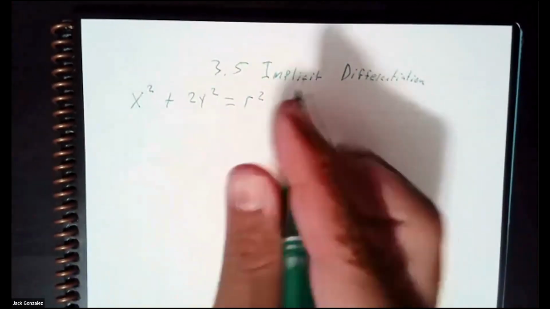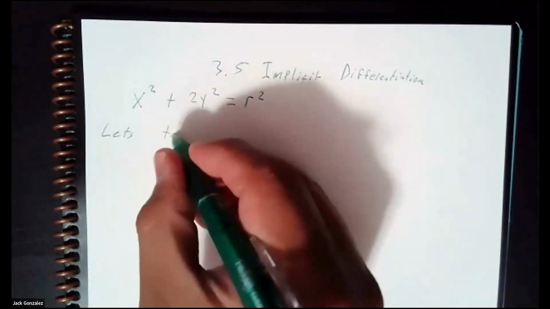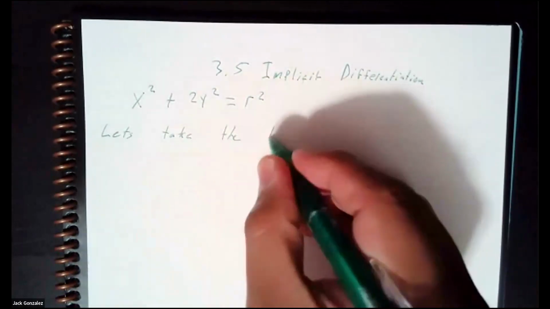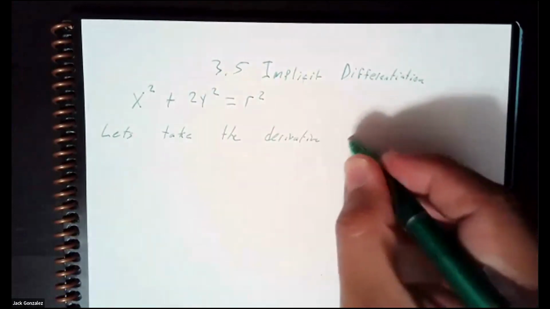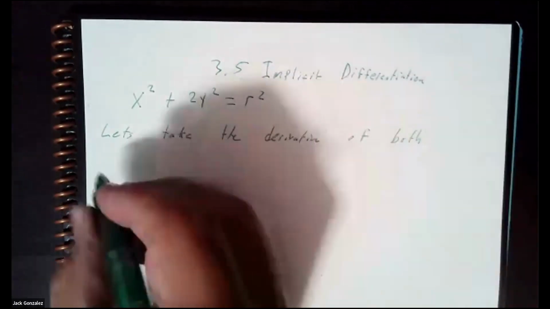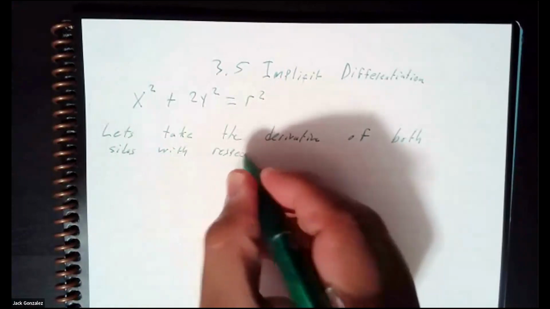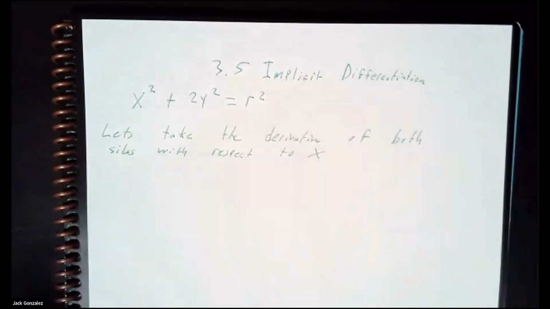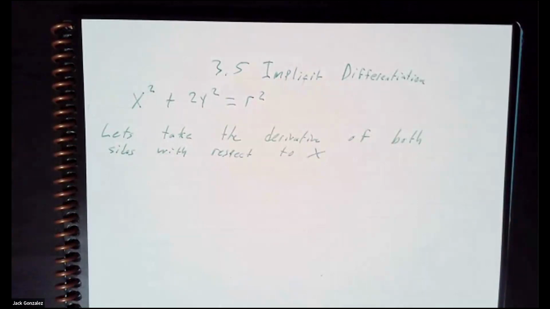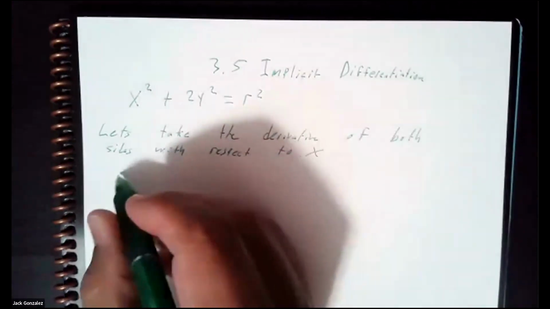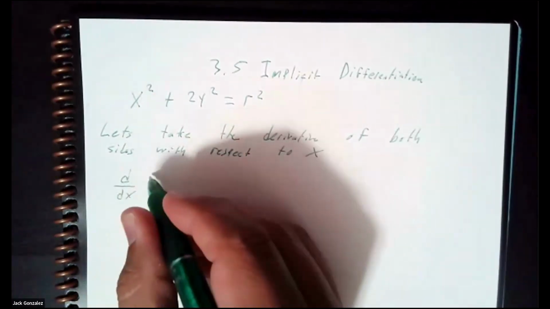So let's say I want to take the derivative of both sides with respect to x. So this is what you're going to do. d dx of both sides like this.